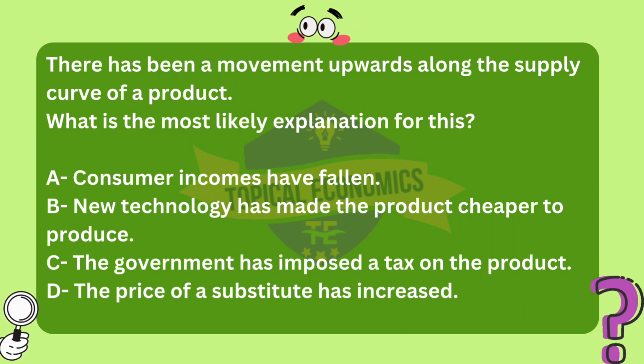This question is from year 2019 October, November, version 3. The correct answer for this question is option D. The price of a substitute has increased is the correct answer because it would lead to changes in the quantity supplied due to the producer's response to relative profitability, causing a movement along the supply curve.